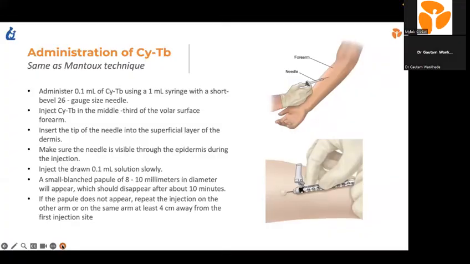So this is the technique, nothing new about it. Most of you who've been in healthcare would know what the Mantoux technique is. It's basically the administration on the volar surface of the skin of the forearm, in the middle third of the forearm. We just inject about 0.1 ml of the solution intradermally. We look for a very small bleb because it's important not to go into the subcutaneous area or intramuscular. It's very important that this injection stays in the intradermal area only. We see a small bleb.